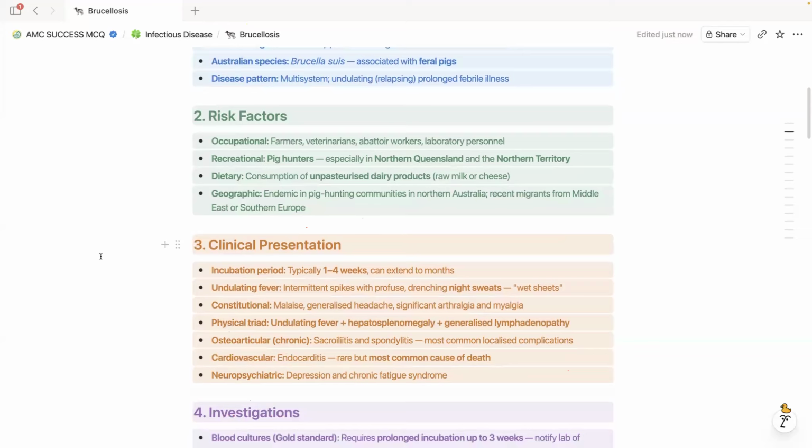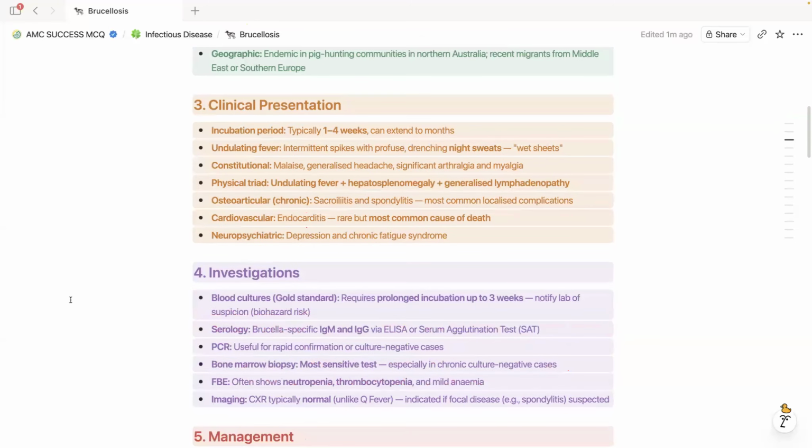The risk factors for brucellosis are related to work or occupation: farmers, veterinarians, laboratory workers and laboratory personnel, same as leptospirosis. Also recreational pig hunters, especially in Northern Queensland and Northern Territory, and dietary consumption of unpasteurized dairy products. This was not in leptospirosis, right? So this is very specific for brucellosis. Geographic risks are endemic pig hunting communities in Northern Australia, and recent migrants from the Middle East or Southern Europe. These are all the risk factors.